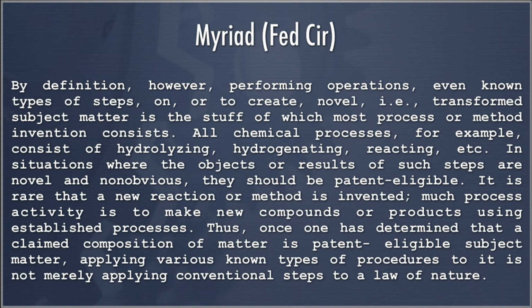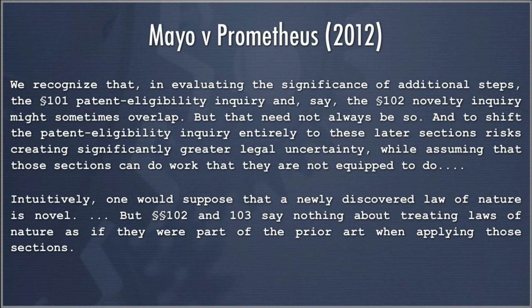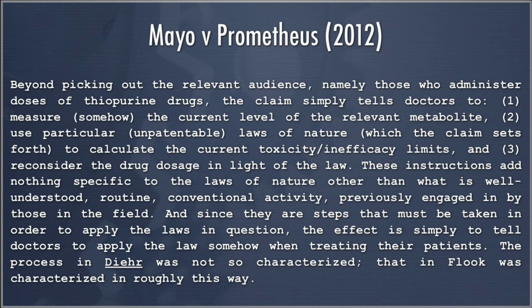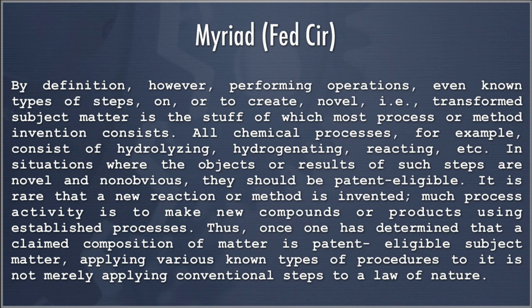Thus, once one has determined that a claimed composition of matter is patent eligible, applying various known types of procedures to it is not merely applying conventional steps to a law of nature, right? Because this is the concern. The concern is that under the Mayo analysis, once you've invented the underlying product, say a chemical composition, then all these method claims, methods of use, methods of making, are all going to be unpatentable because, as the Federal Circuit points out, in chemistry we know all of those.